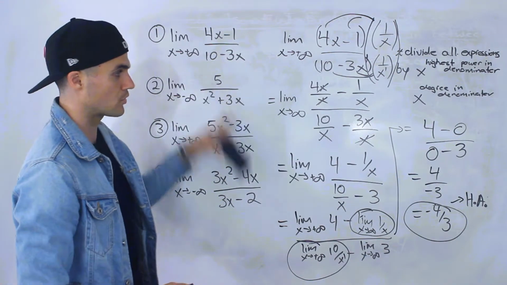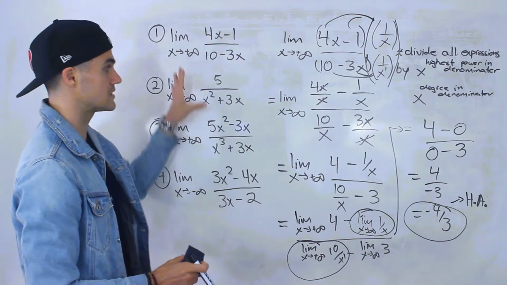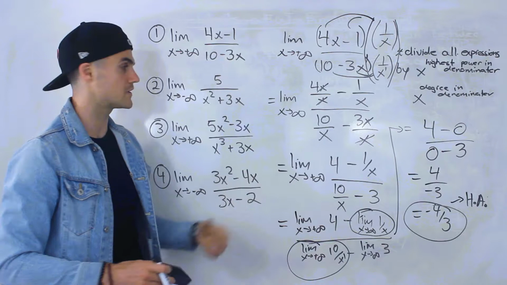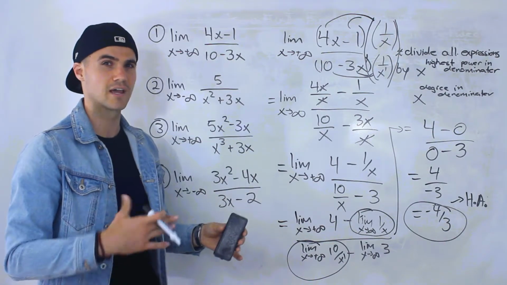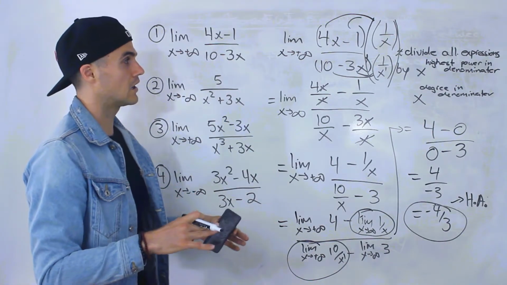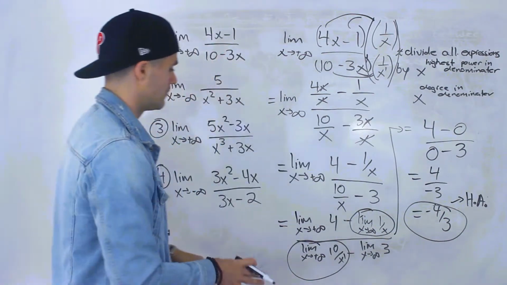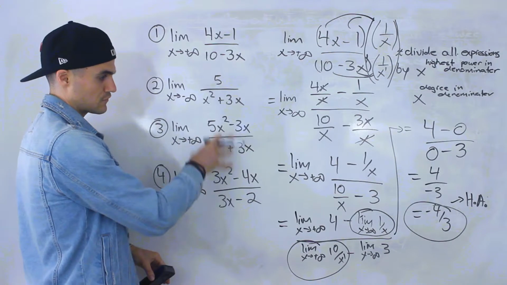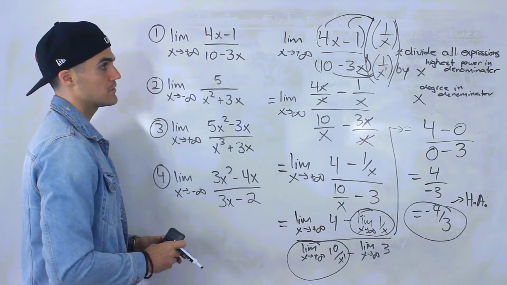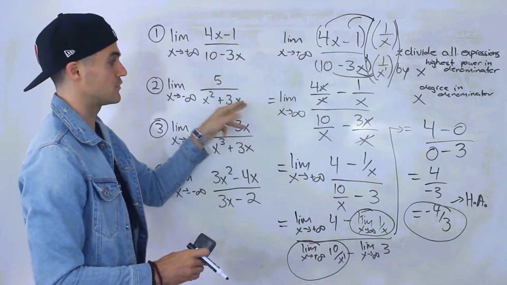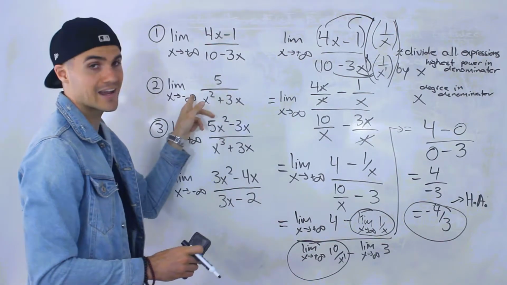So that's the process. That's what you're going to be doing with these kinds of limits. And they're going to get more complex. I'm going to show you in the next video. Sometimes you're going to have to deal with square roots, and there's going to be a couple of additional steps to this method. But for these types, in these formats, that's what you're going to be doing. You're always going to be dividing all the expressions by x to the power of the degree in the denominator, or the highest power in the denominator.